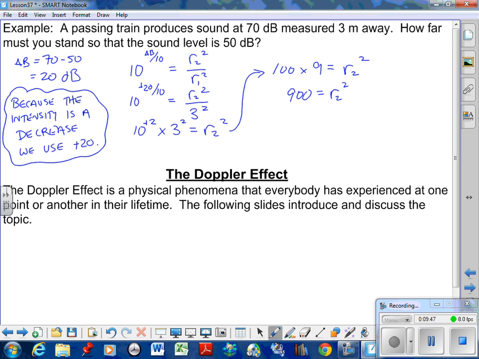And we have to take the square root of the 900 then, which gives you 30 meters. So therefore, you must move back to 30 meters. All right, so there we are. So you move back to 30 meters if you want to go from 70 to 50 decibels. You got to move back a significant distance. You got to move back 10 times farther than you're already standing. So it is a significant change.